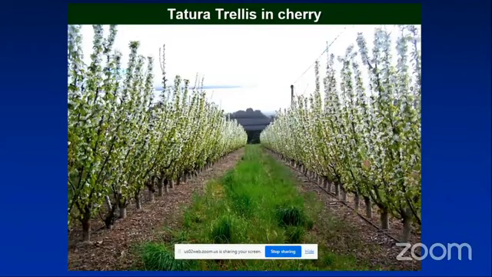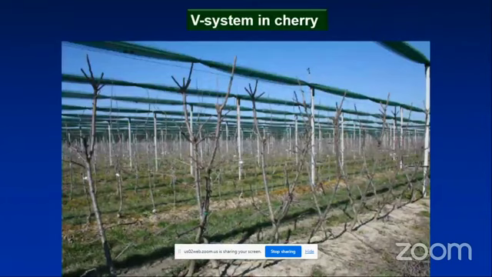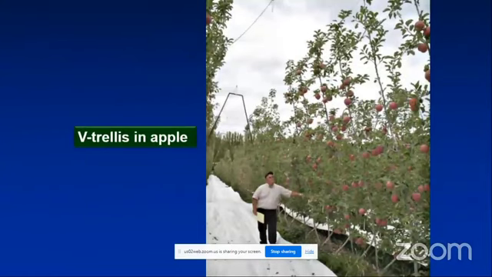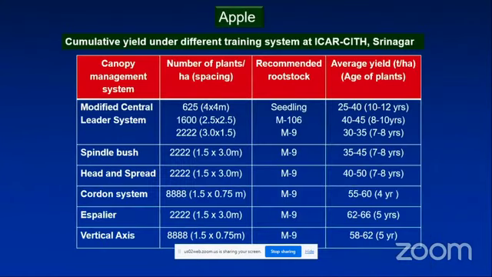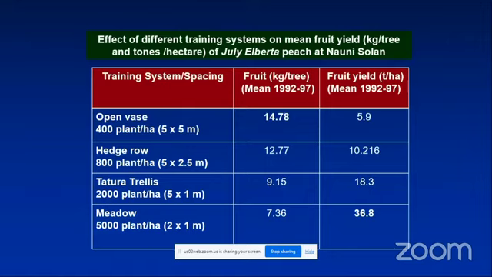The Tatura system in the case of cherry, and the V system in cherry, and V trellis in the case of apple, the leader system. When we go for this traditional system, we are getting up to 25 to 40 tons even for this medium density. But when we go towards espalier and the vertical axis system, the yield is more. And for rootstock, we are using M9.